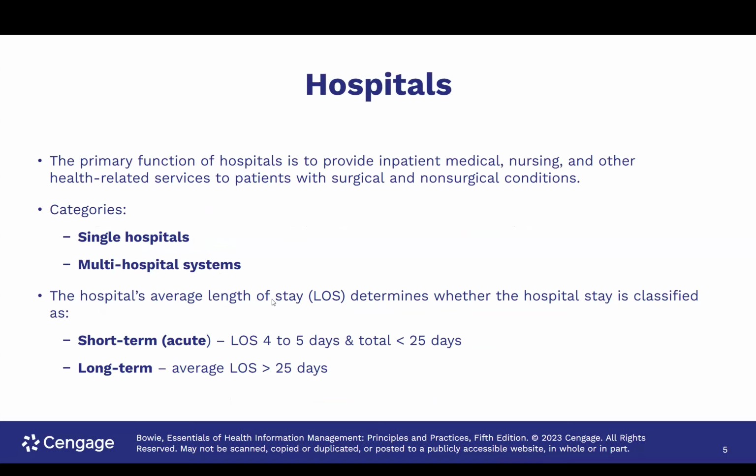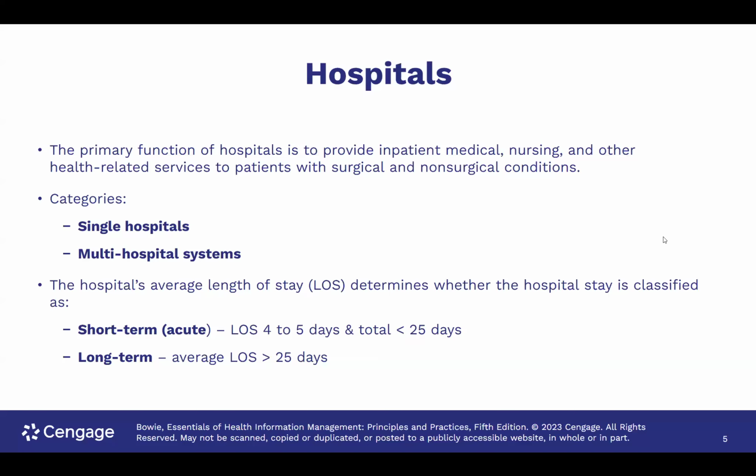And they fall into several different categories. We have single hospital and multi-hospital systems. You can think of a few of them: Providence, Kaiser, all these other different ones. And the hospital's average length of stay determines whether a hospital is classified as short-term acute, with an average length of stay of 4 to 5 days and 25 days or less in total, or long-term. Long-term meaning that the average length of stay is greater than 25 days.